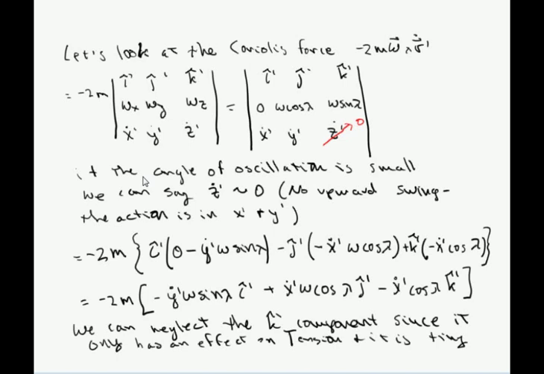And so we end up with this. If we work this cross product out, we get this term. We get i hat prime times the cross of these two, which gives omega cosine lambda times 0 minus y dot prime omega sine lambda, and that's what you see here. And I've done the same thing for the j and the k. And then I've cleaned up the math a little bit.